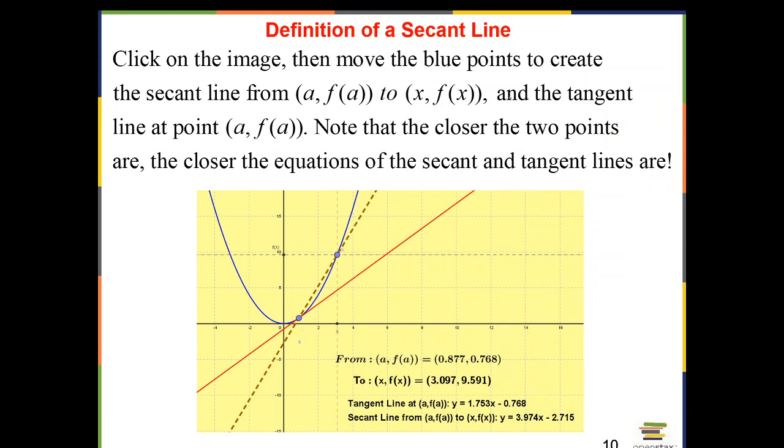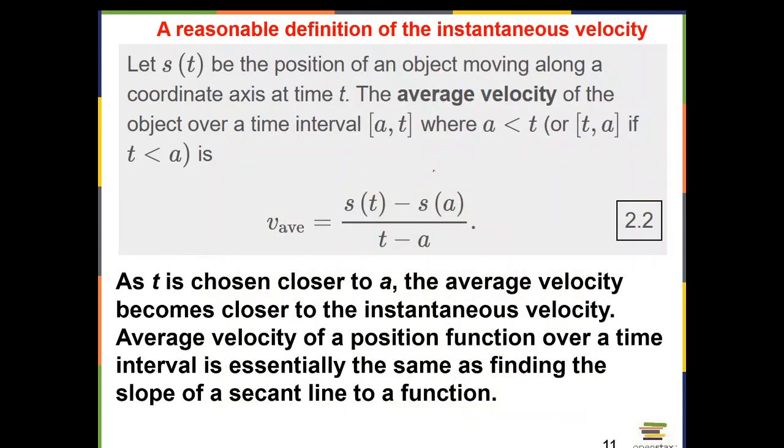We're going to work more with the idea of the secant line and the tangent line. Our job in this chapter is to connect these two somehow, and that connection has to do with something we call the limit. So let's move on.